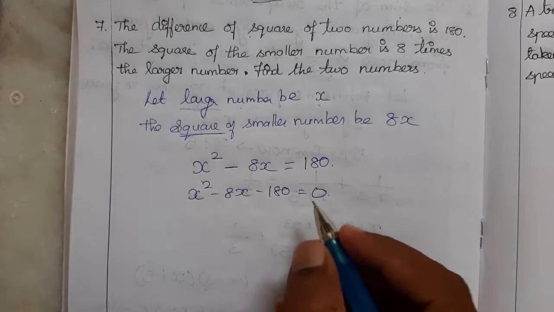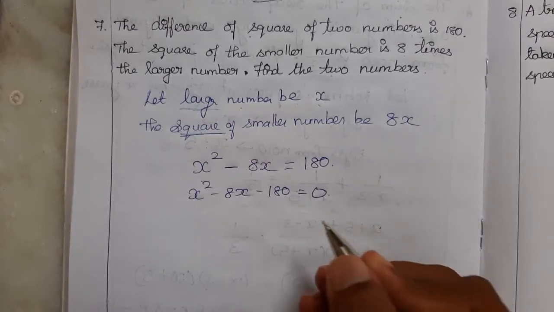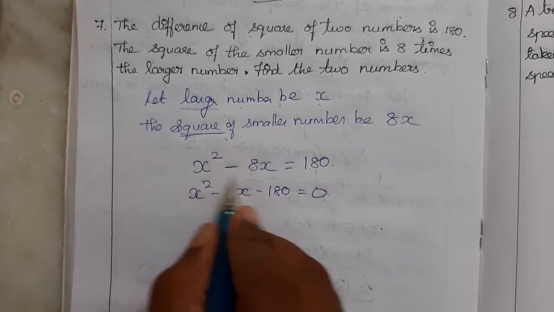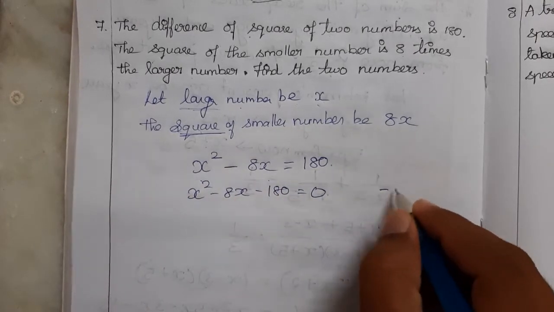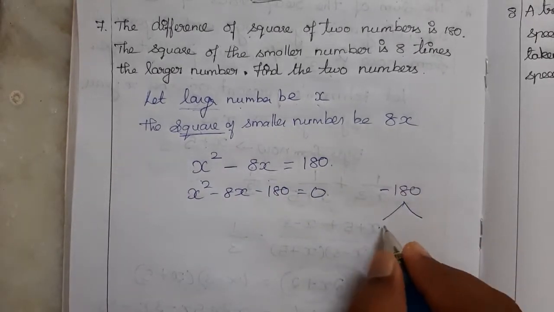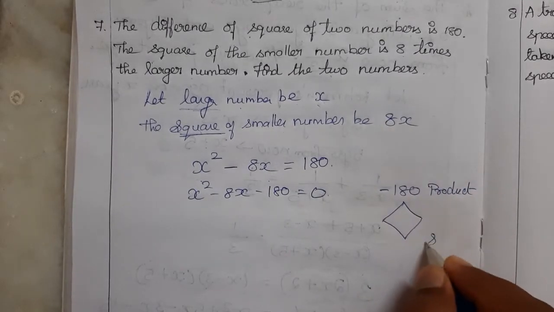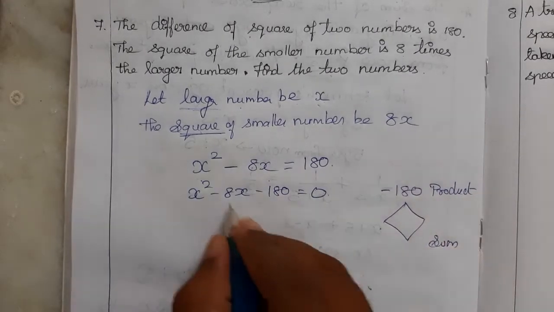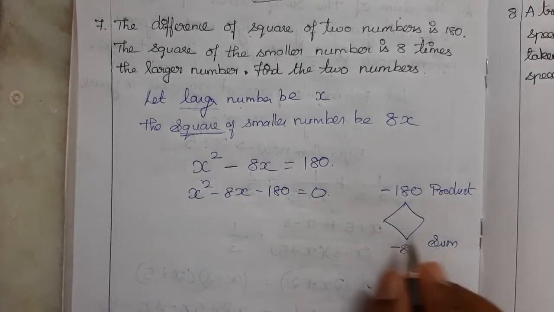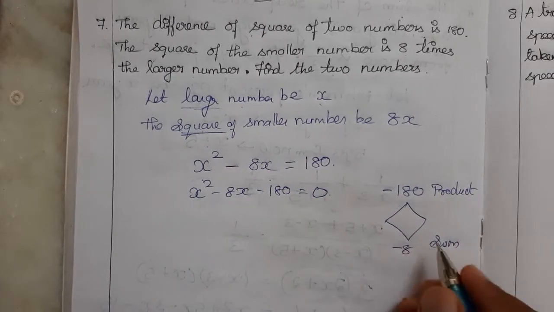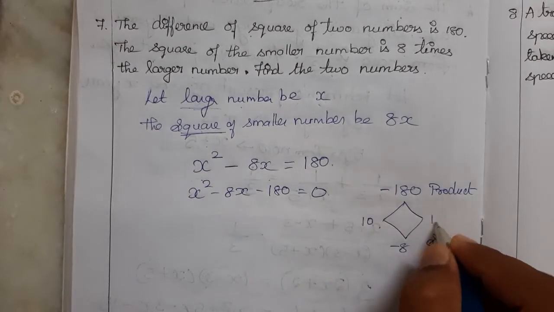This we can solve by using the quadratic formula or else factorization. I think we will get it with factorization itself. 1 into minus 180 is minus 180, and that is the product. And what about the sum? Sum will be minus 8. Can you guess? It's very easy, right? 10 and 18.